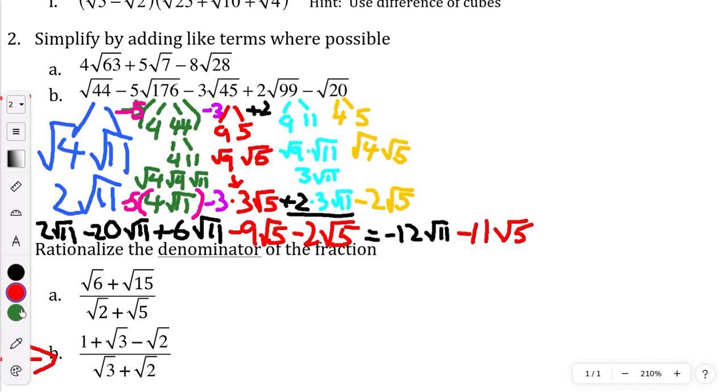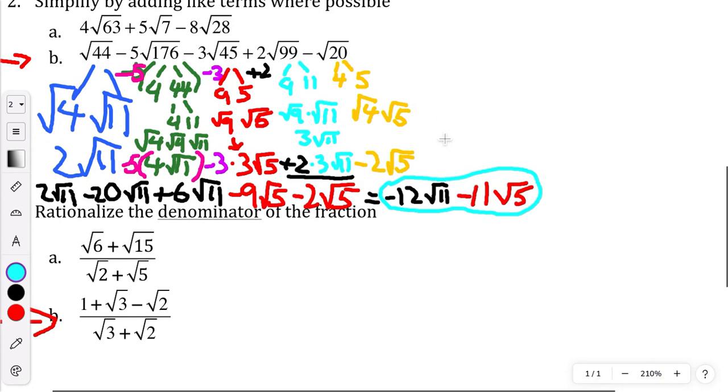So these right here are our answer. This is the fully simplified version of that given problem. And now let's do one more.